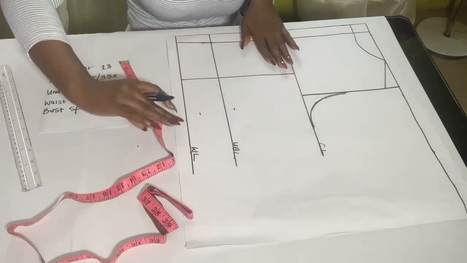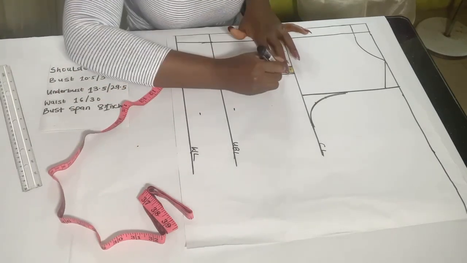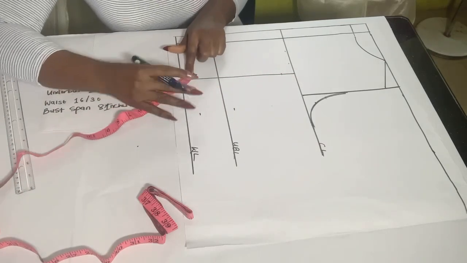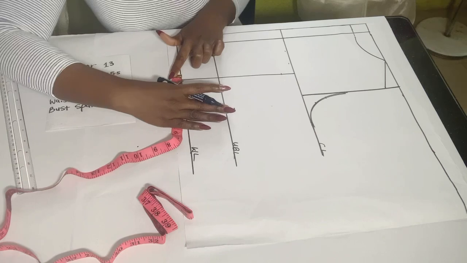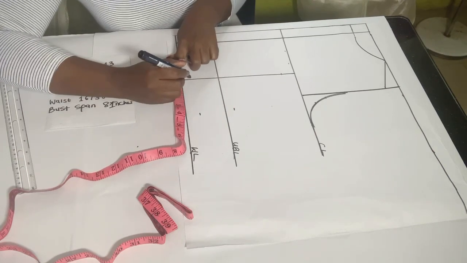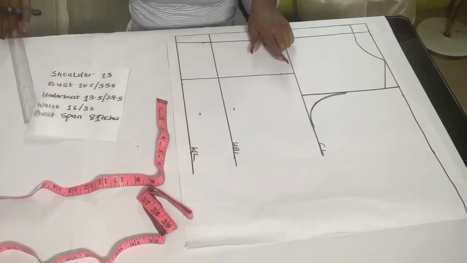Then from your chest line, you come down by 1 inch. Then from your waistline, you take ½ inch on both sides. This is just like the normal basic bodice pattern for the back. Then you connect these 3 lines together.